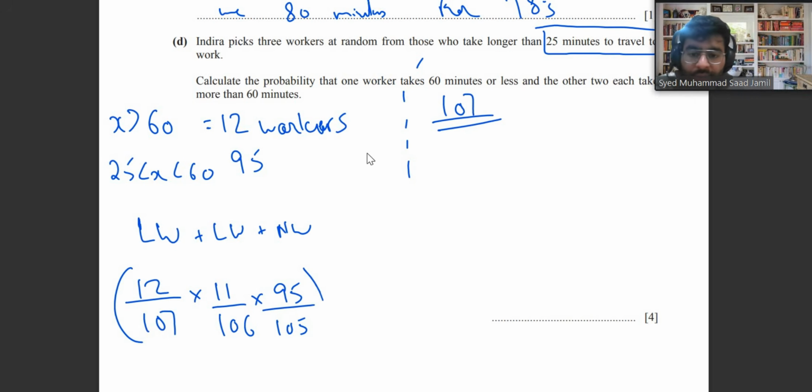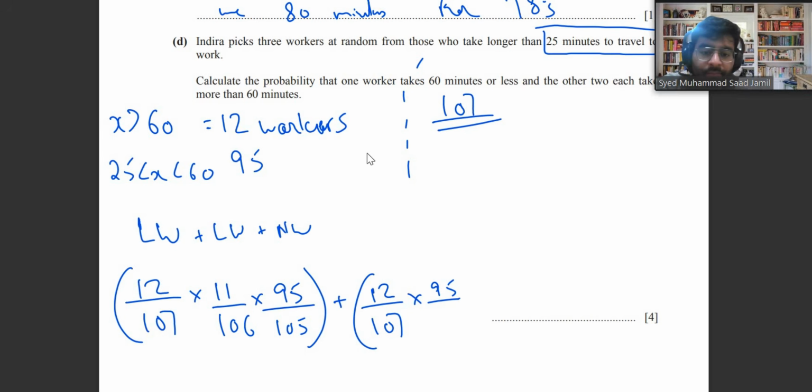This is one way. Plus, now it can be possible that the first worker takes more than 60 minutes, so 12 upon 107. The second worker takes in between 25 to 60 minutes, so this becomes 95 upon 106. And the third worker again takes more than 60 minutes, so 11 upon 105.